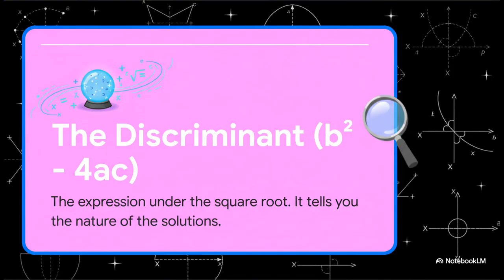But wait, before you just start plugging and chugging, take a look at that little piece under the square root sign, b² - 4ac. That part has a special name. It's called the discriminant. And it's basically a crystal ball. It tells you the future. It predicts what kind of answers you're going to get before you do any of the other work.